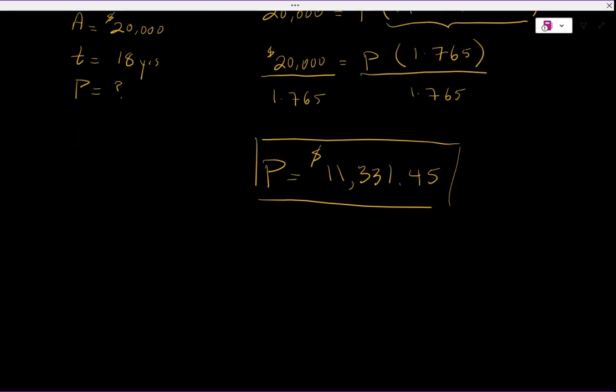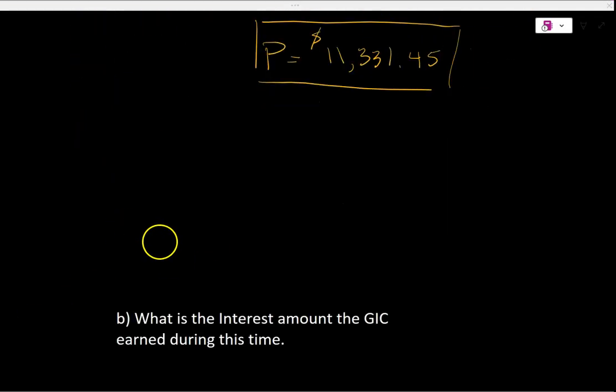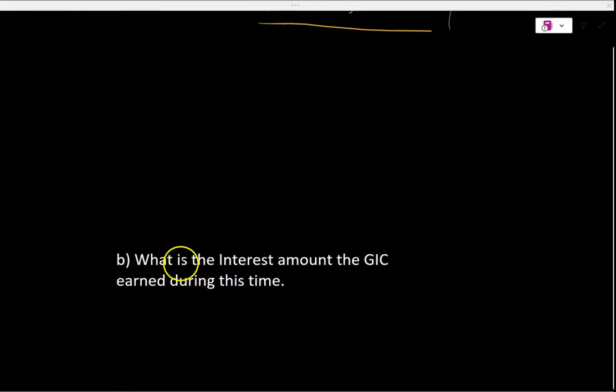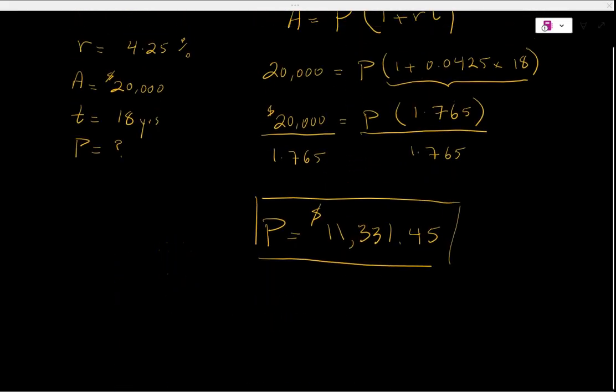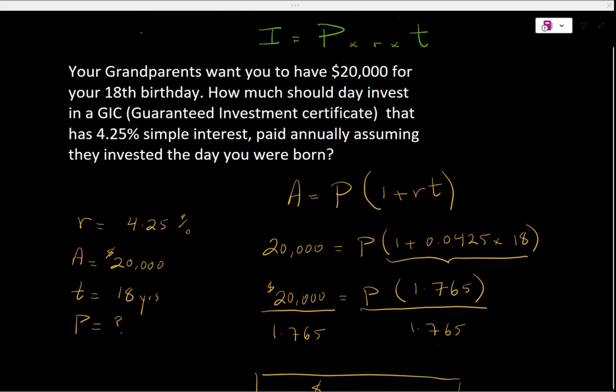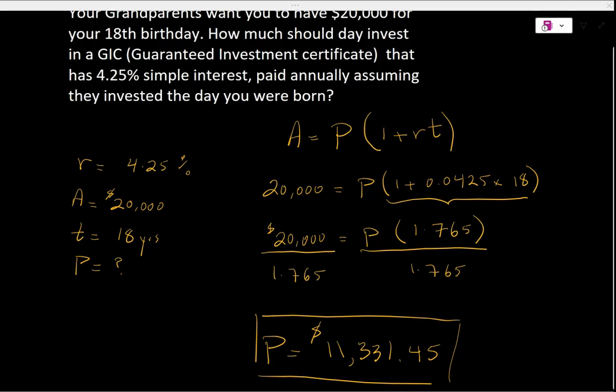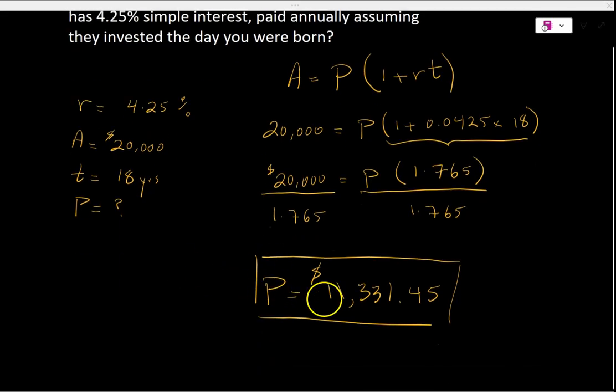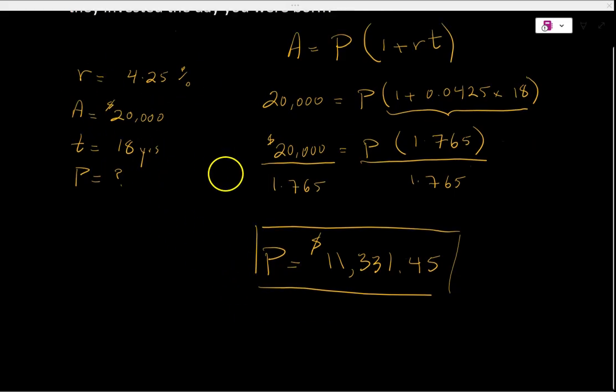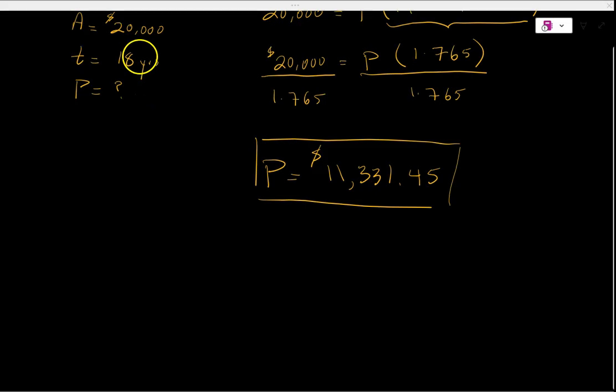Let's do another one. Well, the second question is actually part B of the first question. Now that we got that, let's find out what is the interest amount that that investment earned over the 18-year investment. So we know that the principal amount was 11,331.45, and we wanted to get to $20,000. So we simply, in this case, you just have to subtract away to get the interest amount.